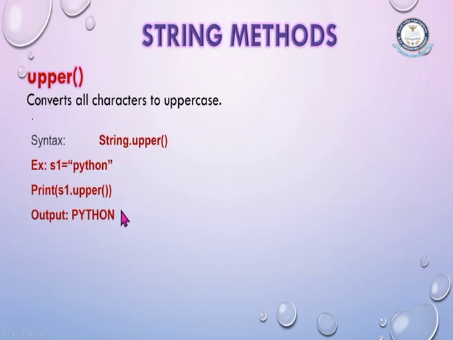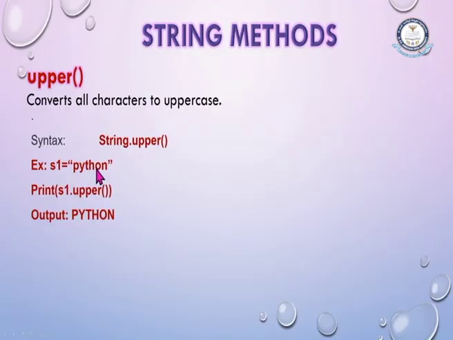And let us see another string method, that is upper. Upper, in the sense, simply converts all the characters of the string to uppercase. That means, it is going to convert all the characters of the string to capital letters, uppercase in the sense capital letters. The syntax of using this method is string dot upper without any parameter. Inside the parenthesis you need not pass any value. So, it simply converts all the characters of the string to uppercase.